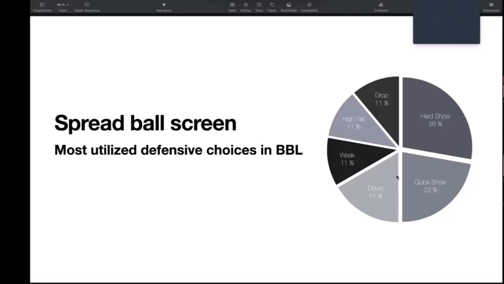So you can see that hard show in the coverage was the most popular one here in Germany, then the quick show, then the downing, and basically the same amount of weak, high, flat, and drop. We are not talking about switching now, for example, because there was no team in the German league that would have switching as the primary solution for the spread ball screens. Obviously, there were teams that went into switching defense at some point, but that wasn't the primary option for them.